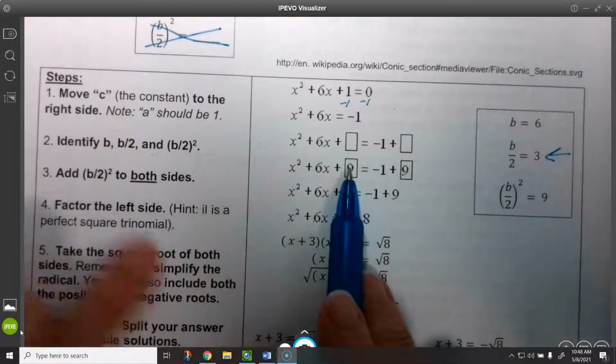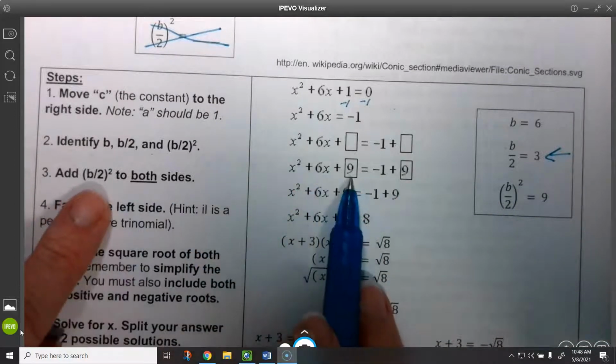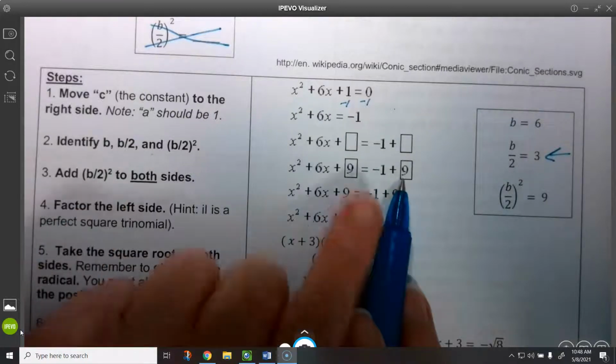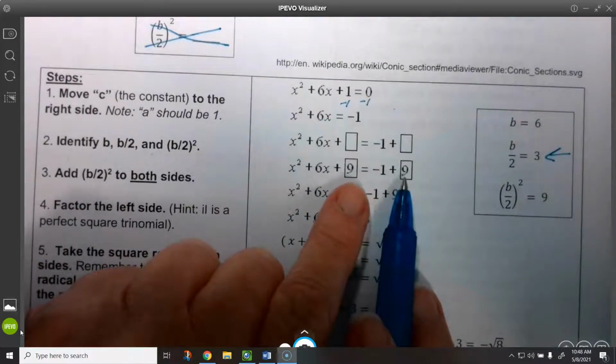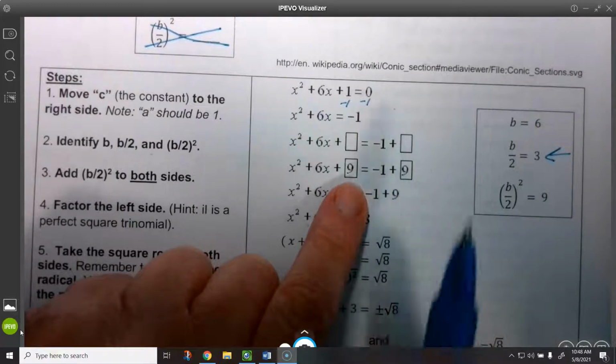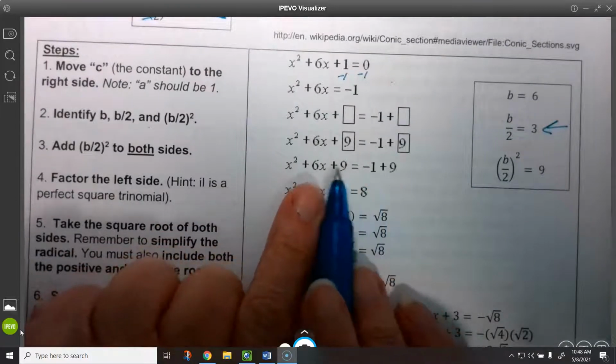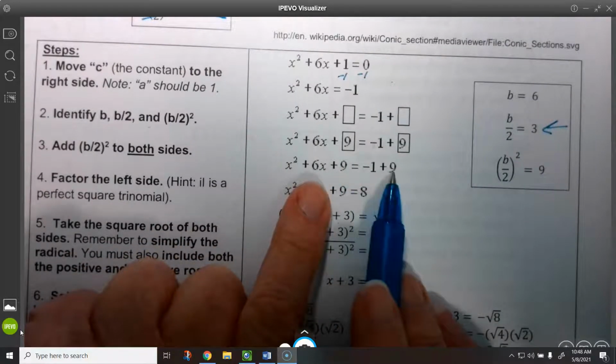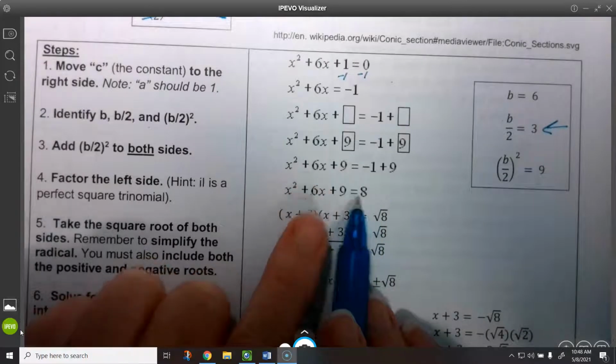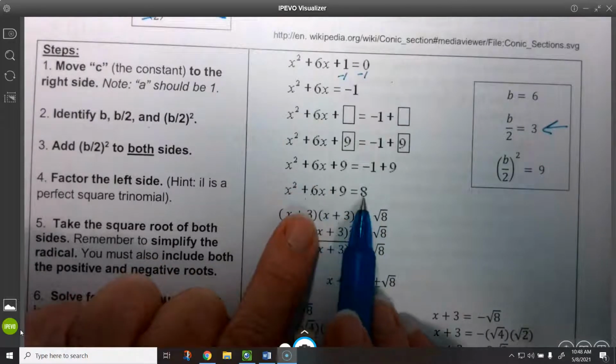So what we do is we add half of b squared to both sides. We're going to add that to both sides, because whatever I do to one side, I have to do to the other side. Therefore, I will not change the equation. Then I'm going to simplify what I have. This side I'm going to leave alone. I have negative 1 plus 9. That gives me 8. And so we have x squared plus 6x plus 9 equals 8.